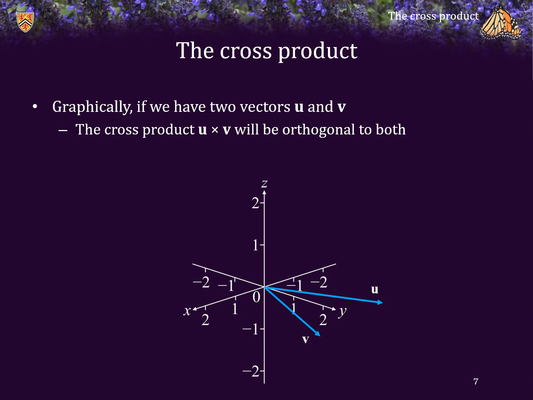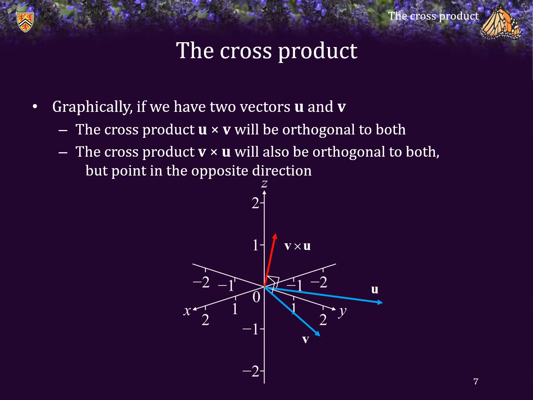However, what we're also going to see is that if we calculate v cross u, that will also give us a vector that is orthogonal to both, but it will be pointing in the opposite direction. So one question we may have is, how do we determine which direction the cross product is going to be? Well, given the vectors u and v, we know that there is a smallest angle between the two, and given this, we can then use something called the right-hand rule to determine which direction the cross product will point.